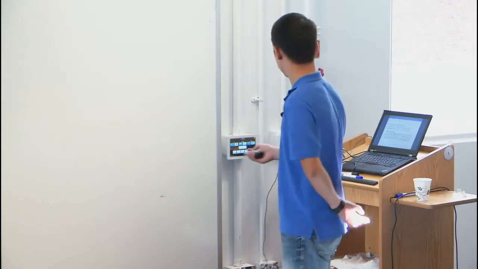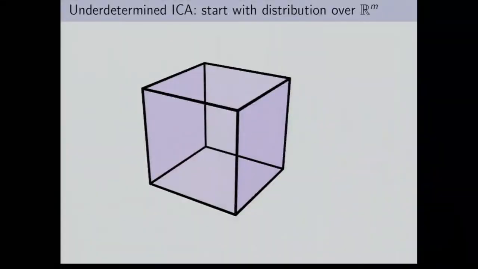Any other questions? Okay, so I keep talking about this underdetermined thing. Let me explain it a little bit more. Once again, S lives in Rm, where m is relatively large. So we have our uniform distribution over the cube. It's a product again.